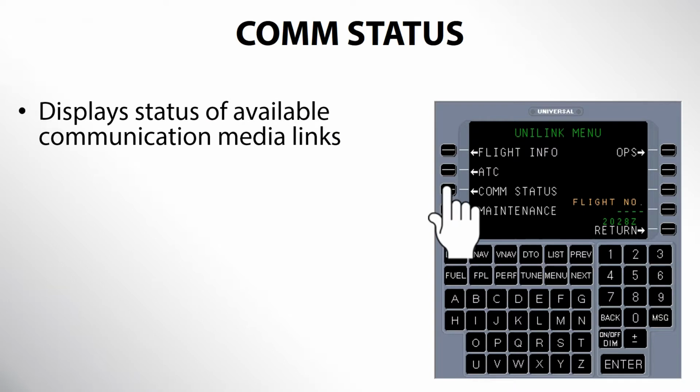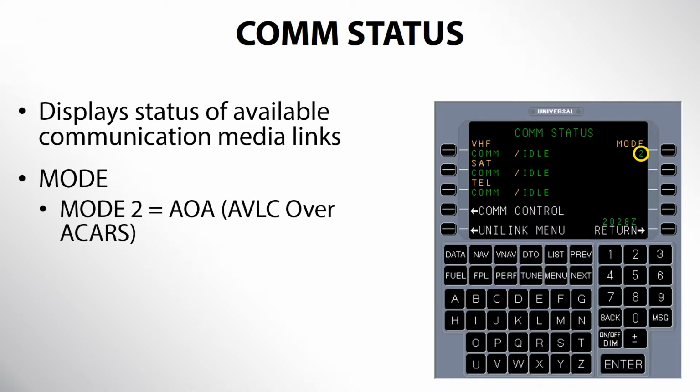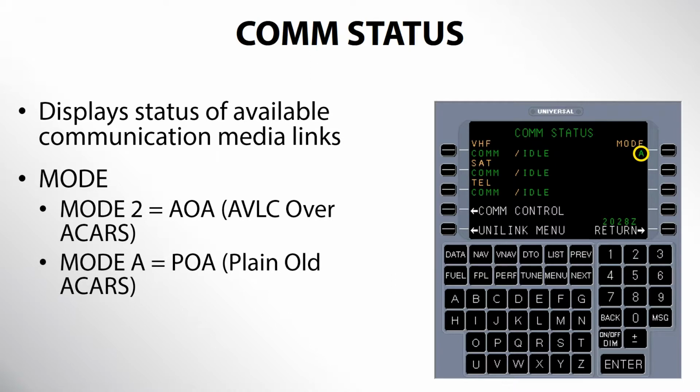The Comm Status page displays the current configured status of available communication media links. In the upper right corner, you will see the mode. The mode field indicates the manner in which ACARS will be used. Mode 2 designates AOA, or Aviation VHF Link Control over ACARS. Mode A designates POA, or Plain Old ACARS.